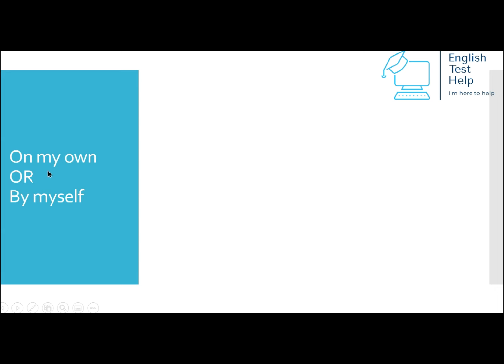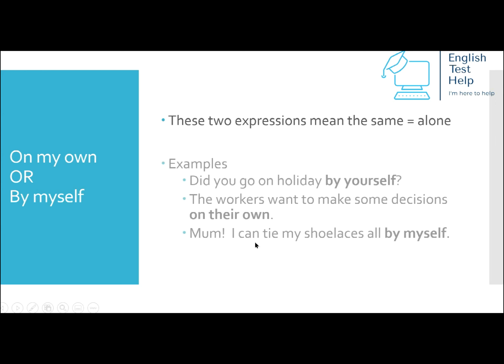The next two are the same meaning. These two expressions mean alone, without another person. For example, did you go on holiday by yourself? The workers want to make some decisions on their own. Mum, I can tie my shoelaces all by myself.